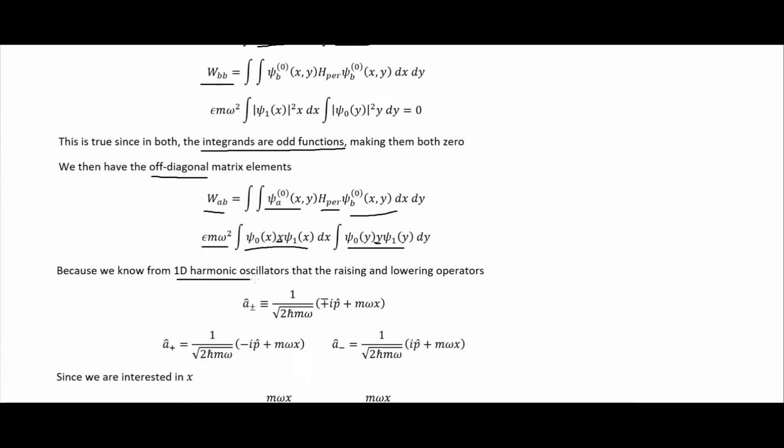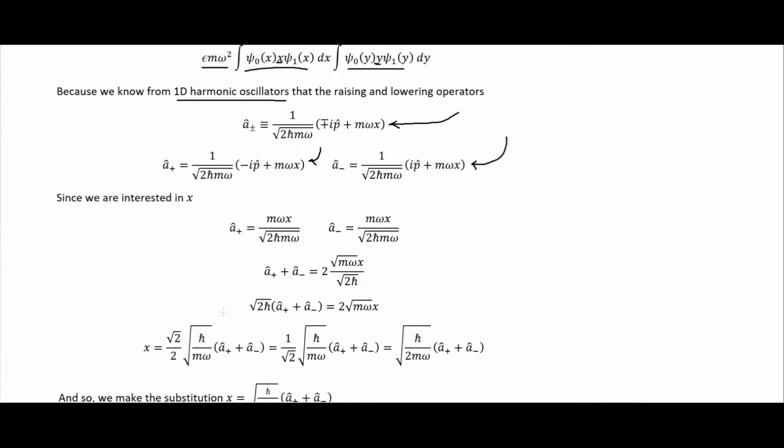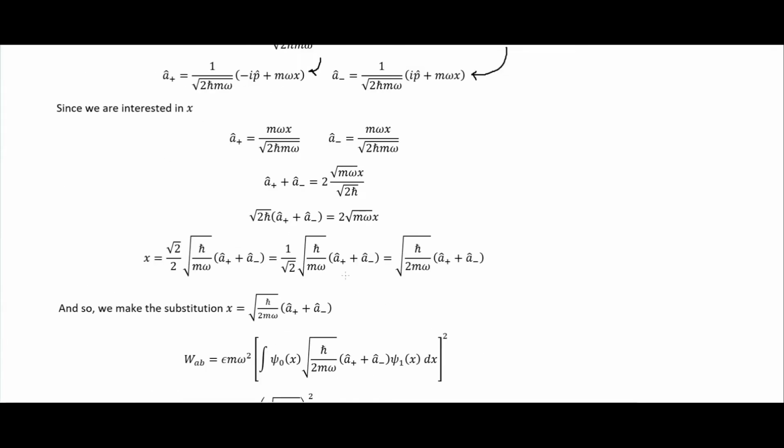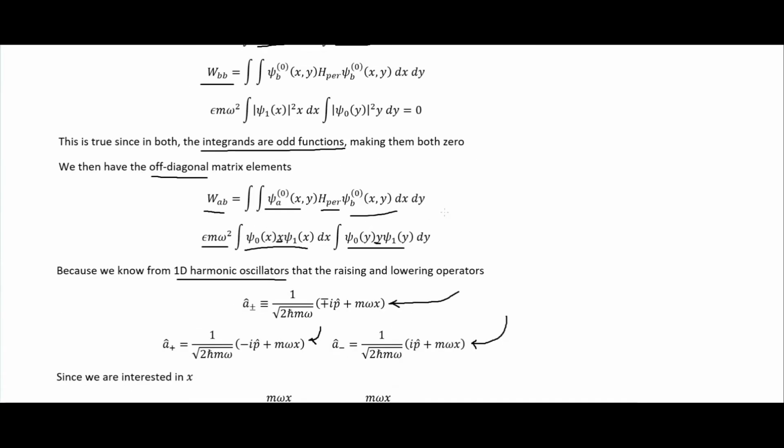We know from our 1D harmonic oscillators that the raising and lowering operators are these, and so by themselves are these right here. Since we're interested in x, we can just add these together and then solve for x, and we end up getting this right here. And so we will actually substitute that in for our x's up in these equations up here.